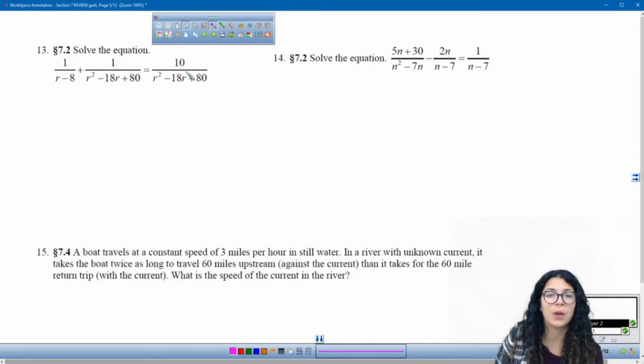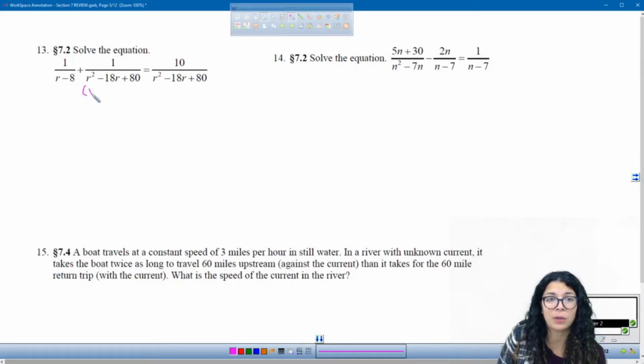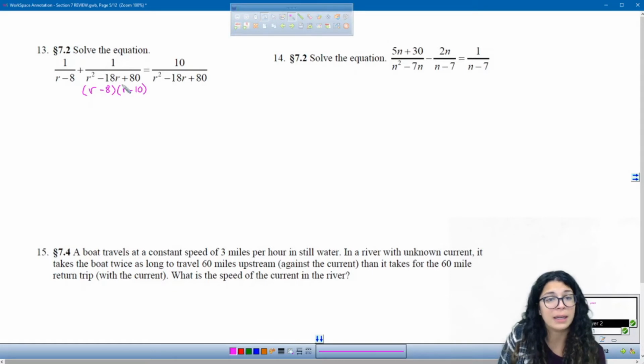So we have another solving example here. So we have the factor of r squared minus 18r plus 80. Now, if I factor that, that would factor into r minus 8 times r minus 10. Negative 10 times negative 8 is 80. Negative 8 plus negative 10 is negative 18. And of course, that is the same factorization, since this is the same exact trinomial here. R minus 8 times r minus 10.